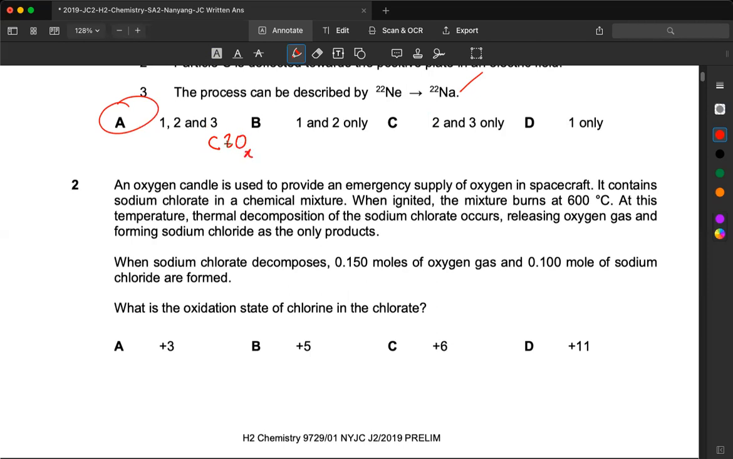Because we do not know what it is, the oxidation number of chlorine will affect this. So you form oxygen gas and Cl minus. Since they said that the number of moles is 0.15 mole for oxygen, the mole ratio of Cl minus to O2 is 1.5 times 2, 2, 3. So the mole ratio is 2:3.